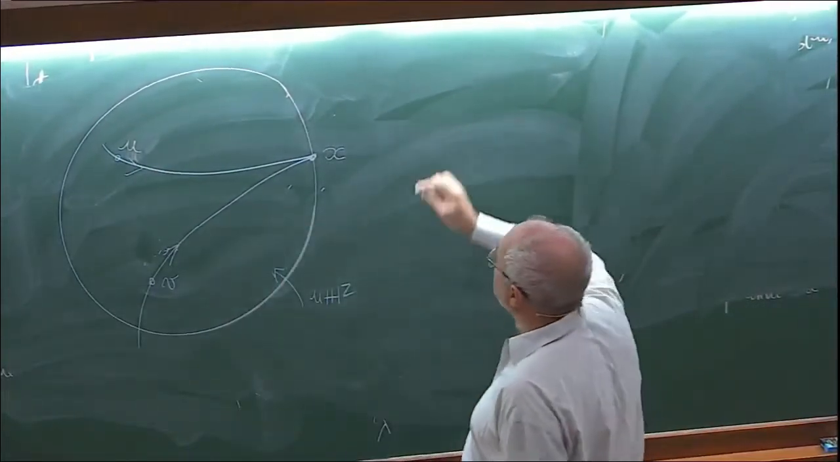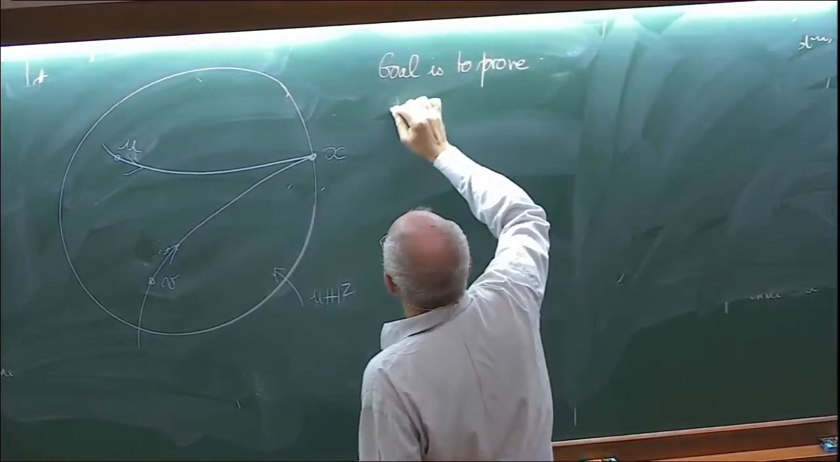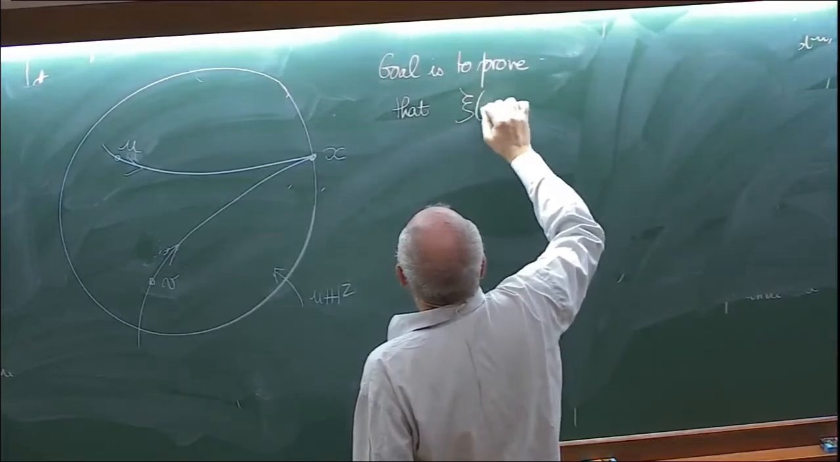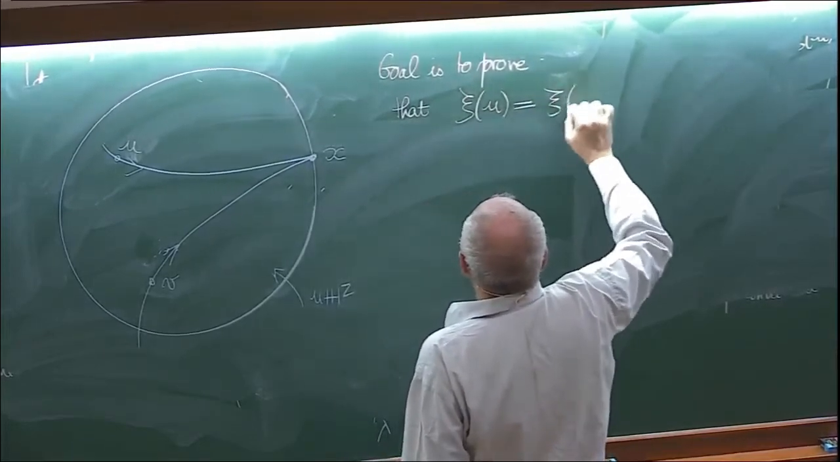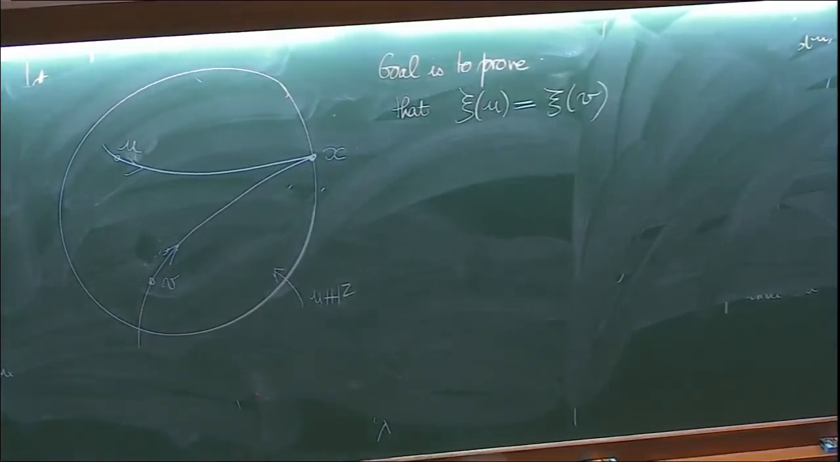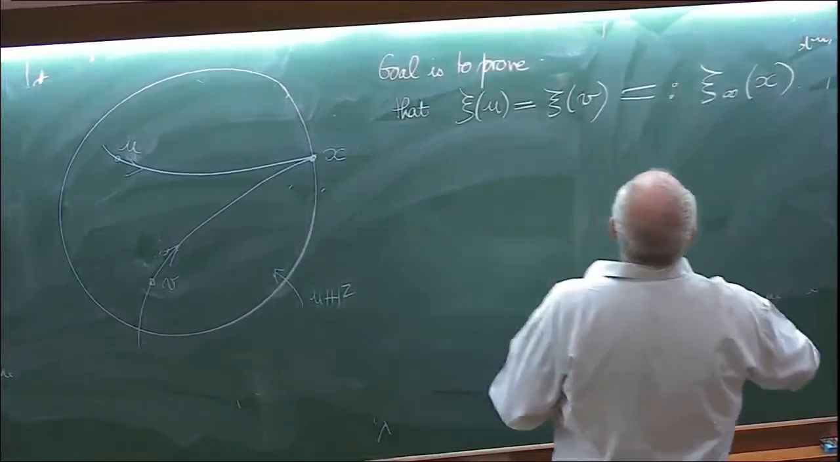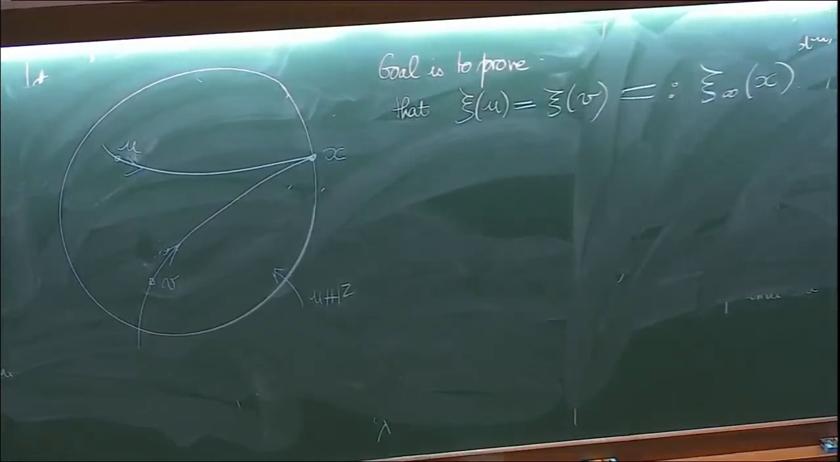So what do I want to prove? So my goal is to prove that psi of u is actually equal to psi of v. There is a bad choice of notation here, so just for the purpose of the proof, let's call that xi infinity. Okay? And that would be, by definition, equal to xi infinity of x. So if you prove that, you're done.